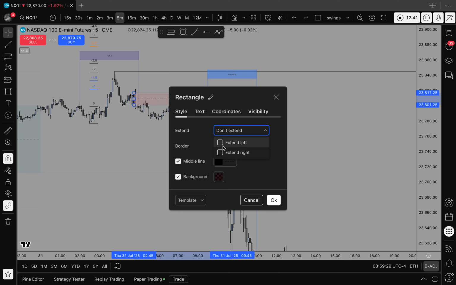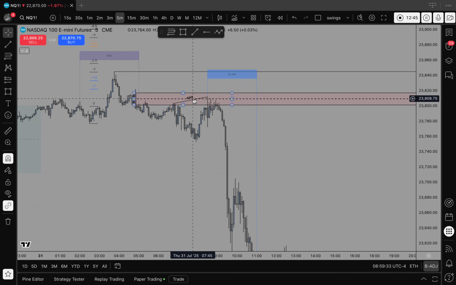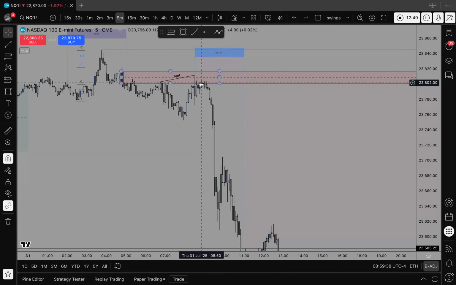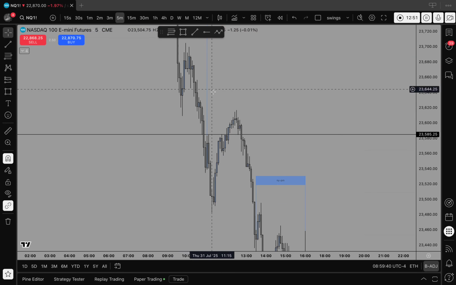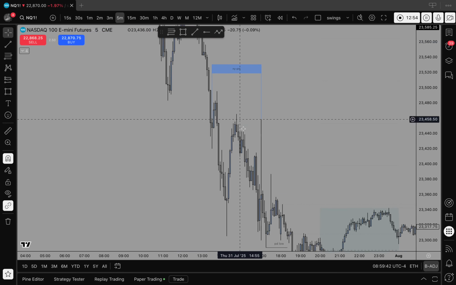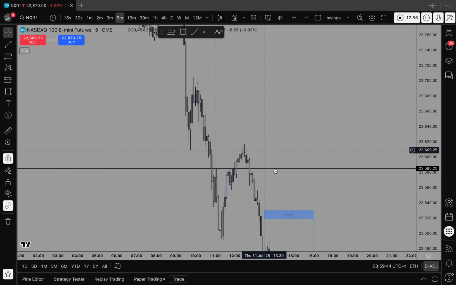We have that clean OB, created an SMT here, created an RV, then obviously I pretty much bounced off of it and then gave the whole day's perspective to downside.